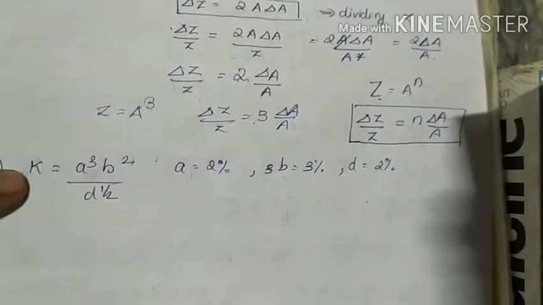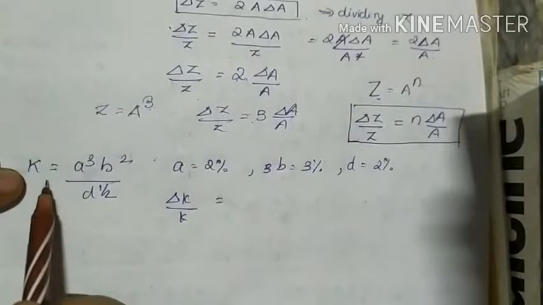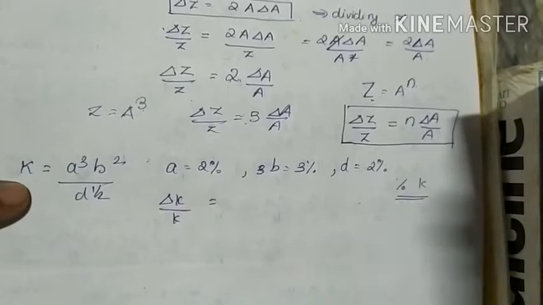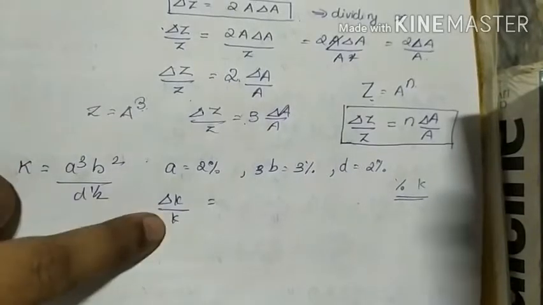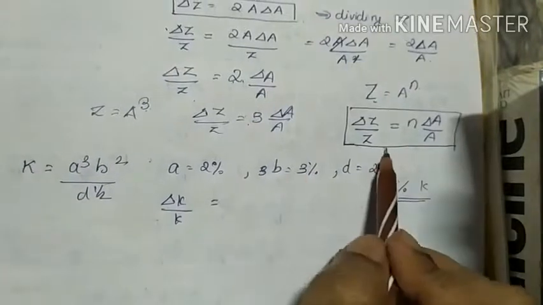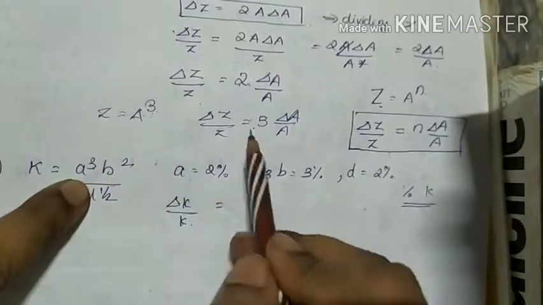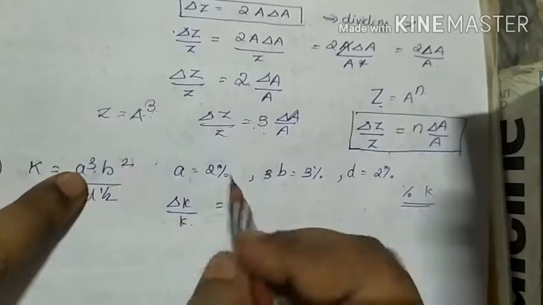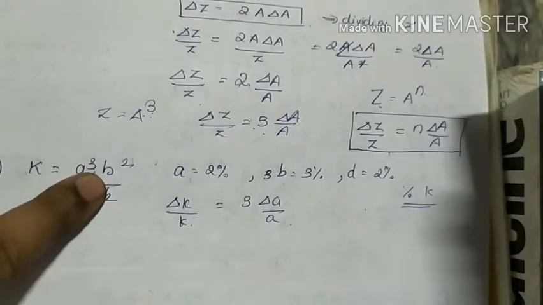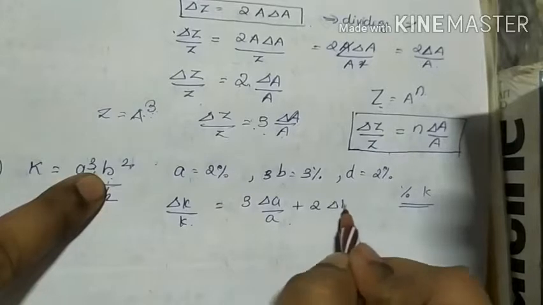We just said that delta K by K is the result. You are asked for the percentage error of K. Okay, I didn't write the question. So delta K by K is its relative error, right? So I'm going to use this formula. Here A cube, so it becomes 3 into delta A by A. Listen properly, guys. Then it is B squared, so 2 will come here, becomes 2 into delta B by B.